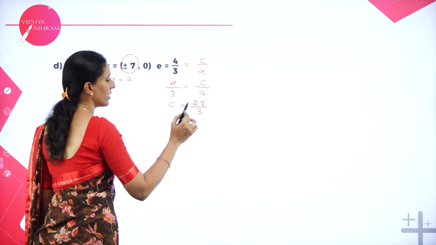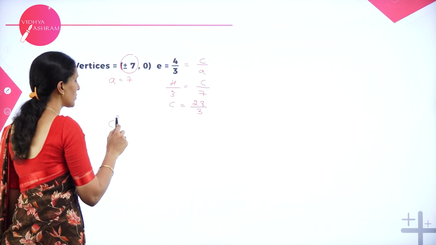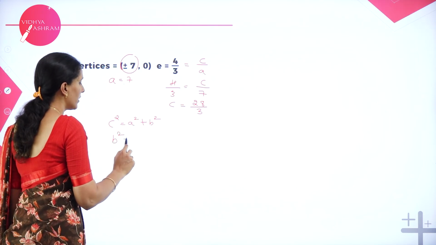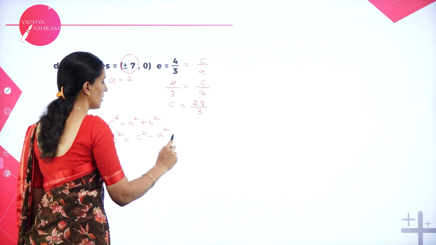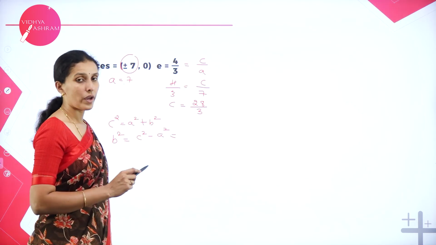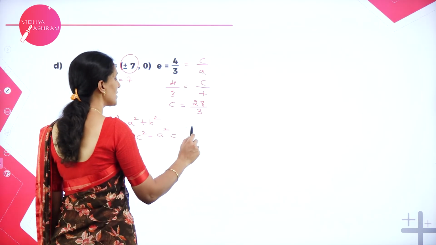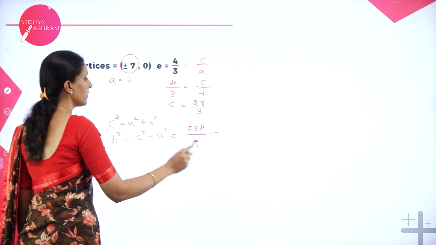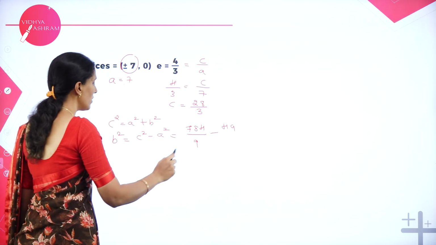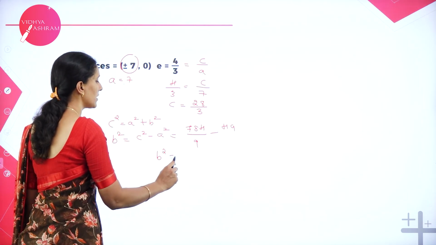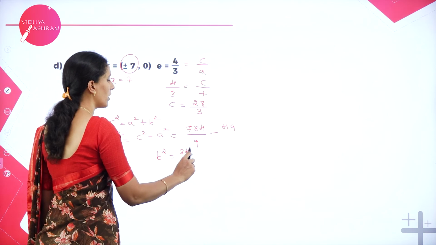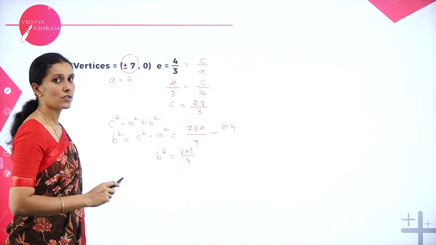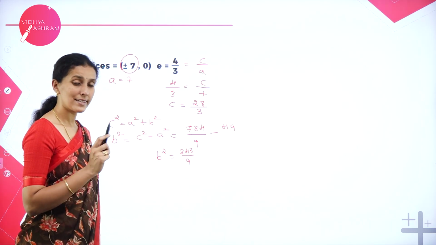28 divided by 3. Now we know the relation, that is c square is equal to a square plus b square. If I need b square, then it is c square minus a square. So what is c square? It is 28 square by 3 square. So the value is 784 divided by 9, minus 49. So on solving this, we get b square value equal to 343 divided by 9.